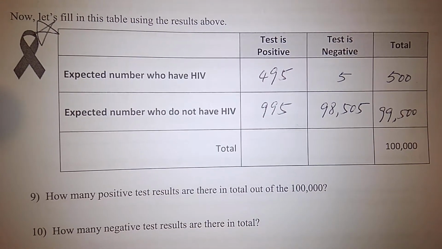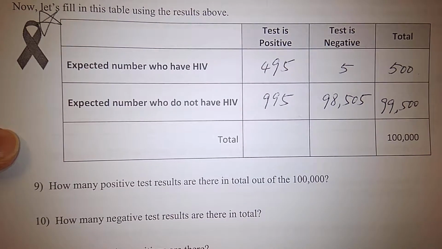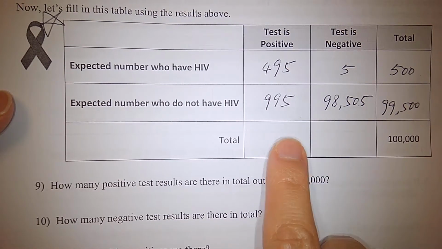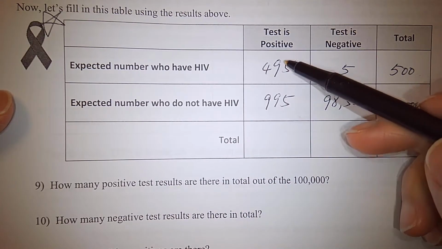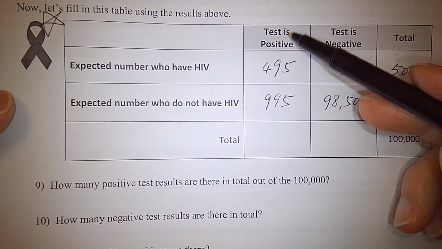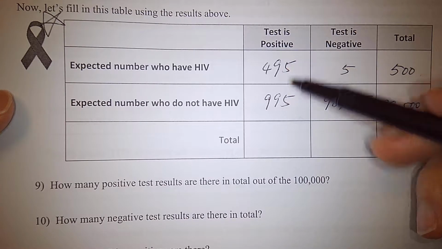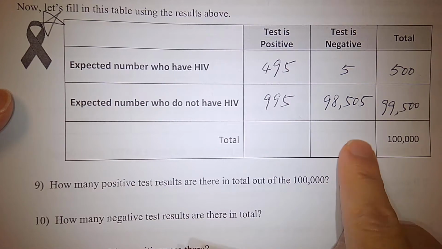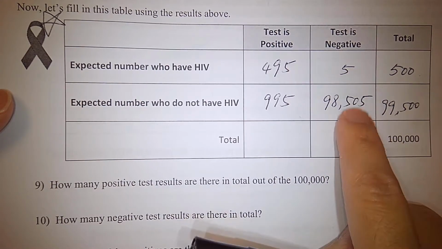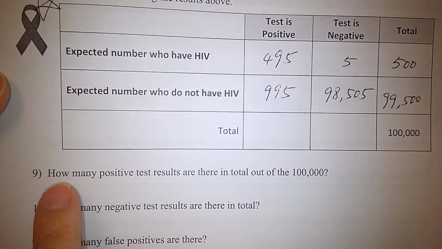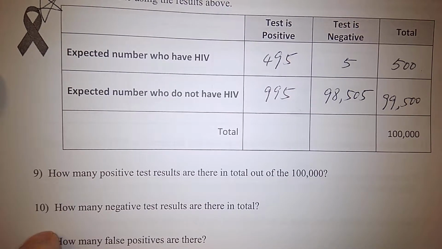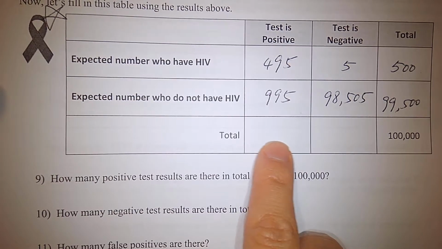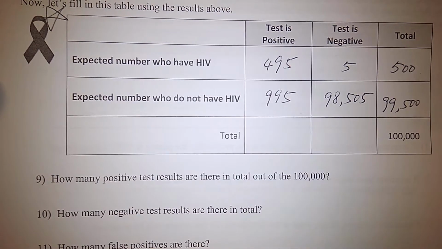Okay, we're not 100% done with this table yet. There are 2 blank areas we still need to fill. This one is for how many positive results in total. And this blank area is telling us how many negative results there are in total. So this will answer questions 9 and 10, right? Total positive results and total negative results. So can you please tell me what you have here and here?